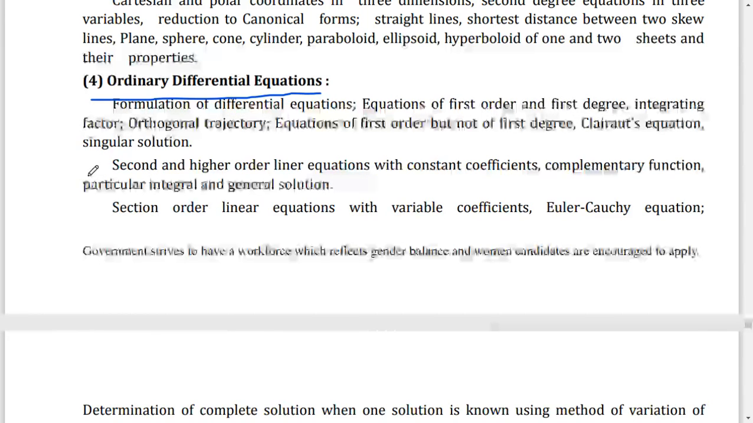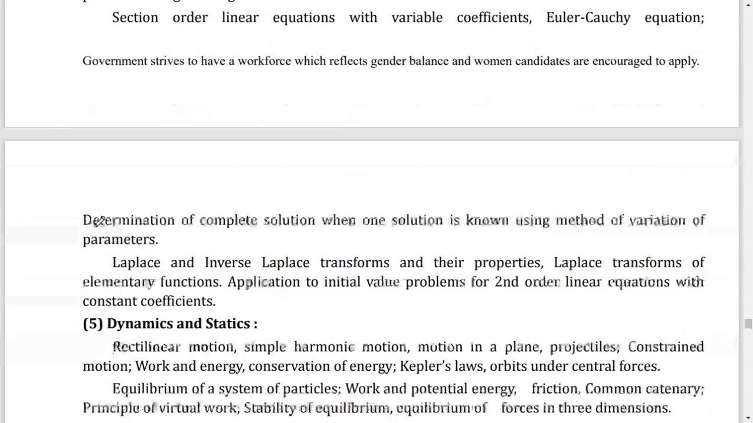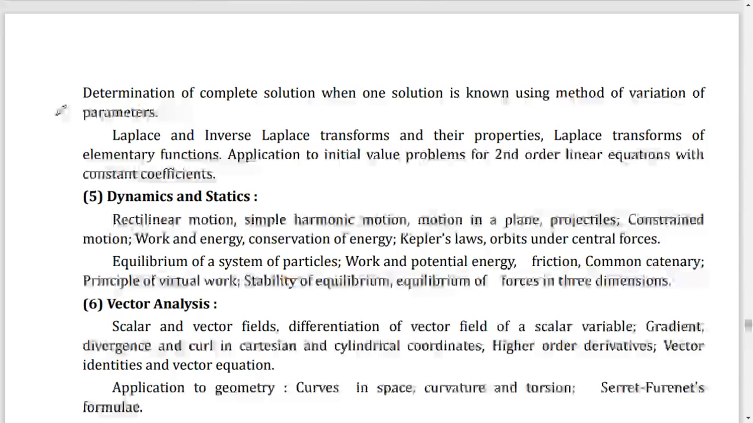Second and higher order linear equations with constant coefficients, complementary function, particular integral and general solutions, second order linear equations with variable coefficients, Euler-Cauchy equation, determination of complete solution when one solution is known, using method of variation of parameters.